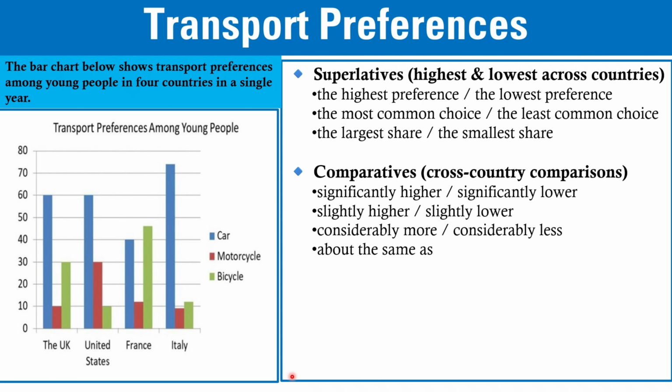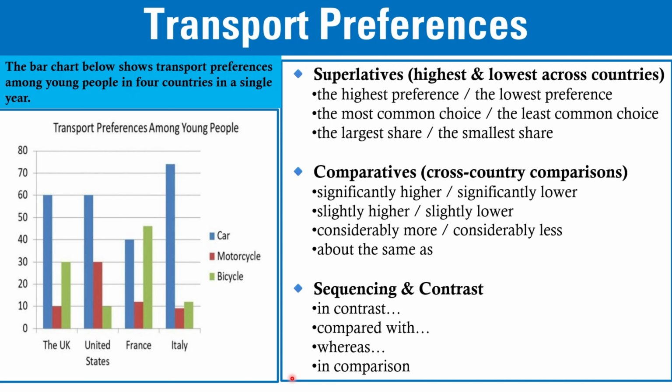When making comparisons across countries, expressions like significantly higher, slightly lower, considerably more, considerably less, or about the same as are very useful. And to connect ideas, especially when contrasting one country with another, we can use linking words such as in contrast, compared with, whereas, and in comparison. These words and expressions will help us describe the graph clearly and make precise comparisons between the countries.